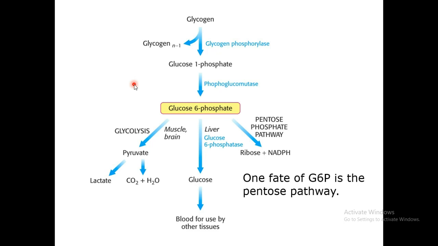Okay, so let's now proceed to the last metabolic pathway that we will discuss, which is the pentose phosphate pathway, or HMS. So HMS stands for hexose monophosphate shunt. That is just the same as PPP, or pentose phosphate pathway.